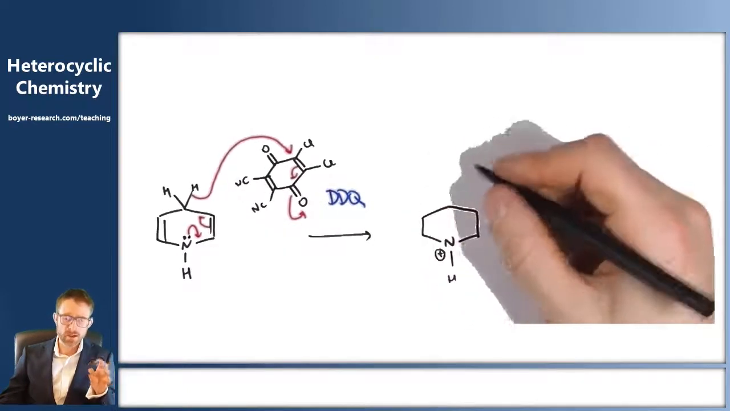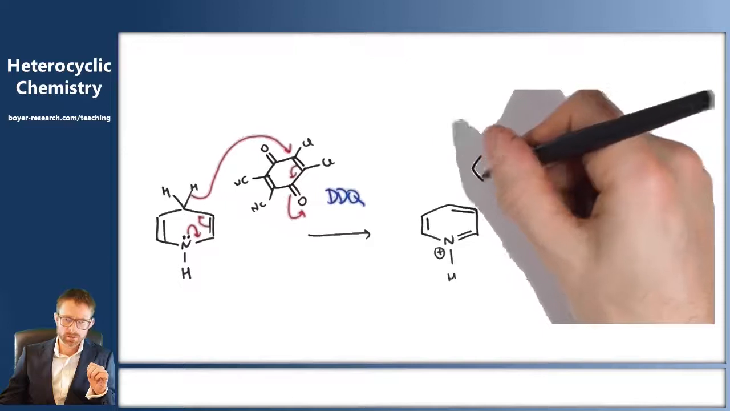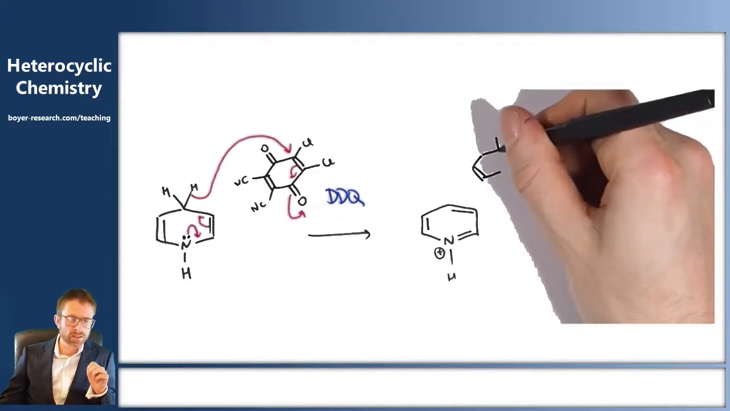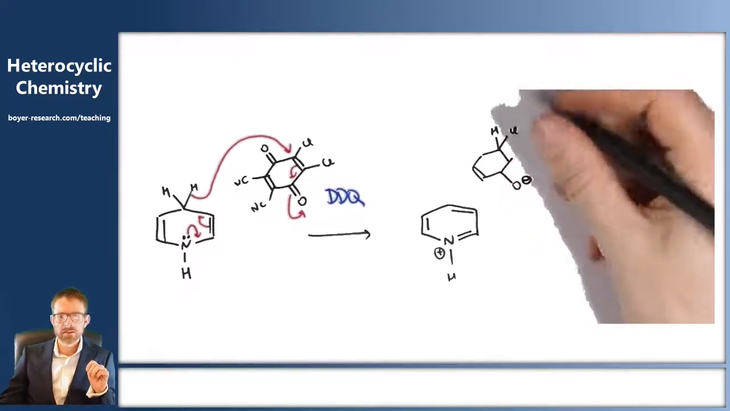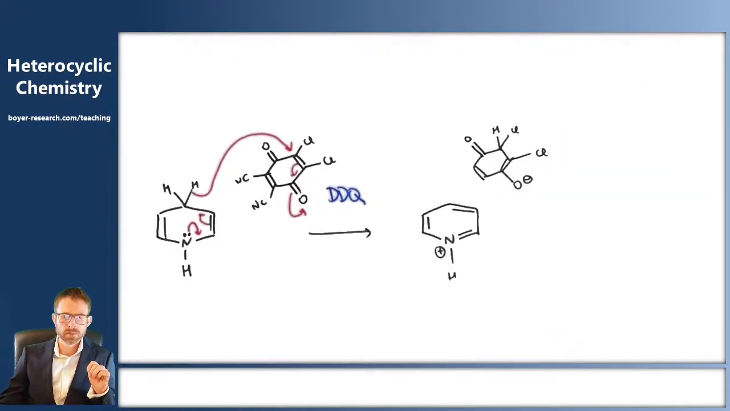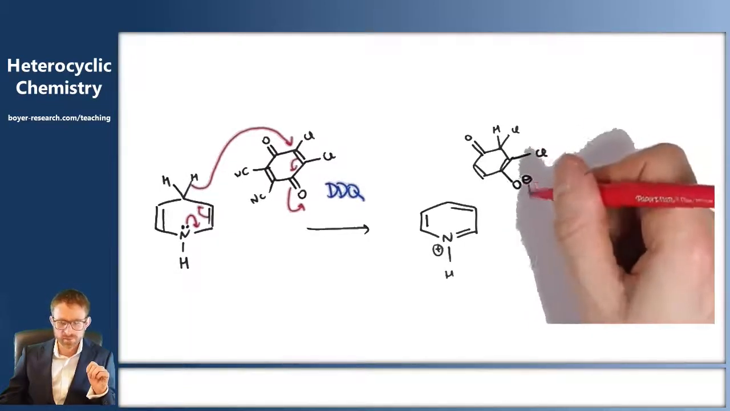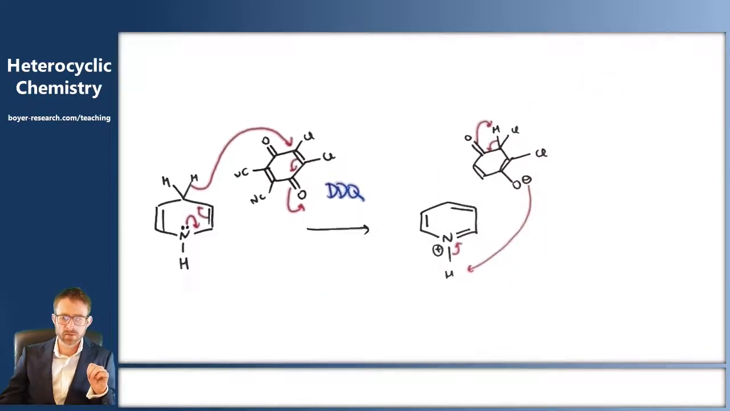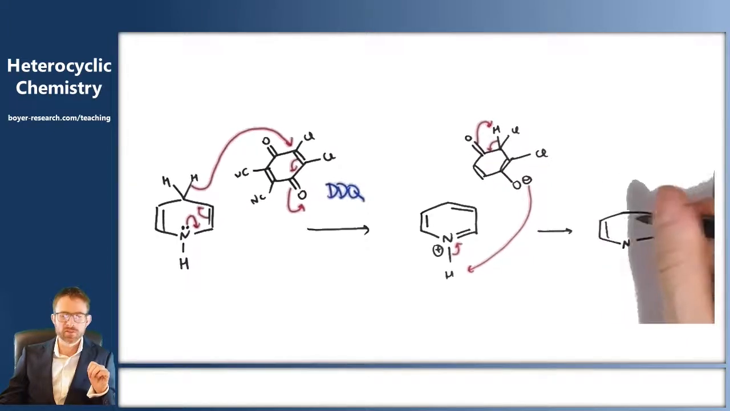The resultant DDQ has the O-, which can remove the proton from our pyridine, and we can tautomerize the ketone at the top of the molecule to give us the pyridine that we wanted and this aromatic product, this diol, which is the driving force for this transformation.